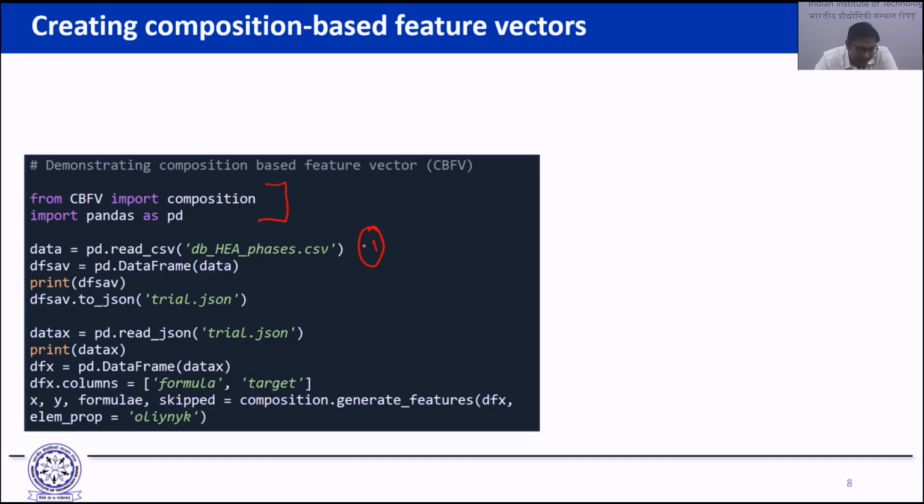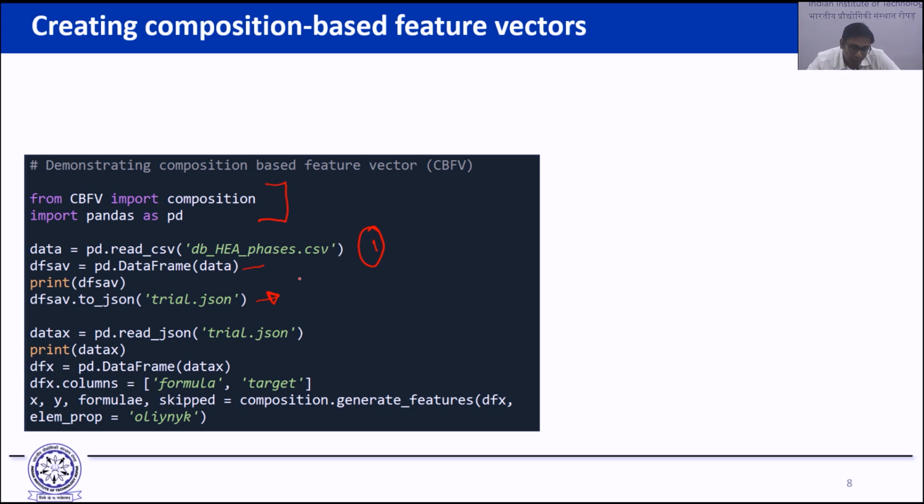So here I have got a database on high entropy alloys, which I have labeled as db_HEA_phases. So it's a CSV type of database. Once you grab the data, you want to save that in a pandas data frame. And then basically what we are doing is we will be saving this data frame to one sort of a database. And so I'm just saving it in JSON simply because I can.